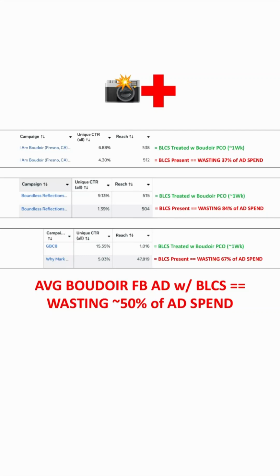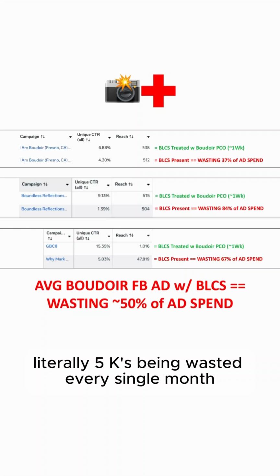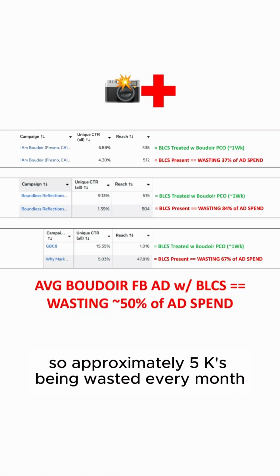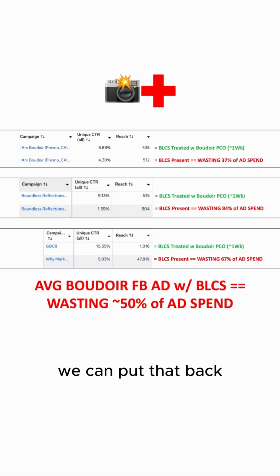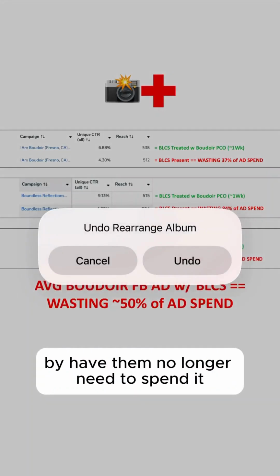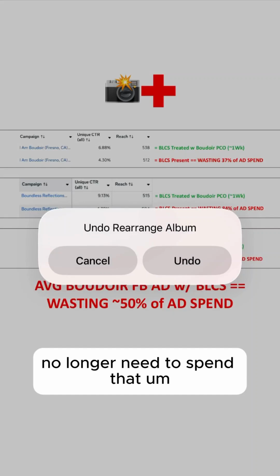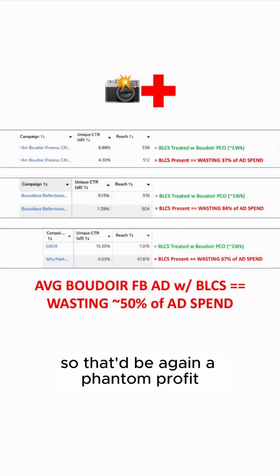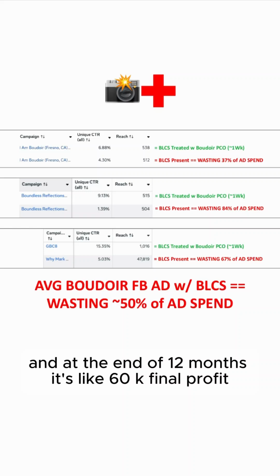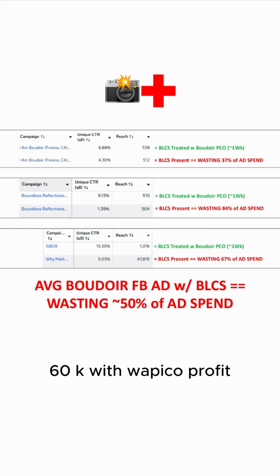then they are literally wasting 5K every single month. We can eliminate that, eliminate 100% of that. So approximately 5K is being wasted every month. We can put approximately that amount back in the boudoir photographer's pocket by having them no longer need to spend it. So it'd be, again, a phantom profit, like a Boudoir Pico profit. And at the end of 12 months, it's like 60K phantom profit, 60K Boudoir Pico profit.